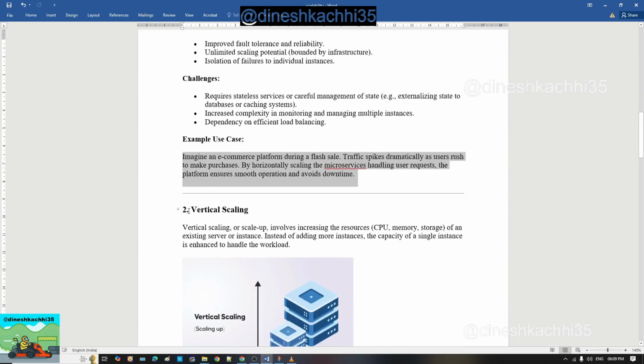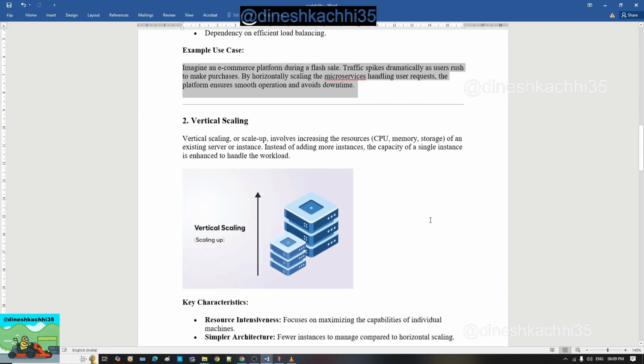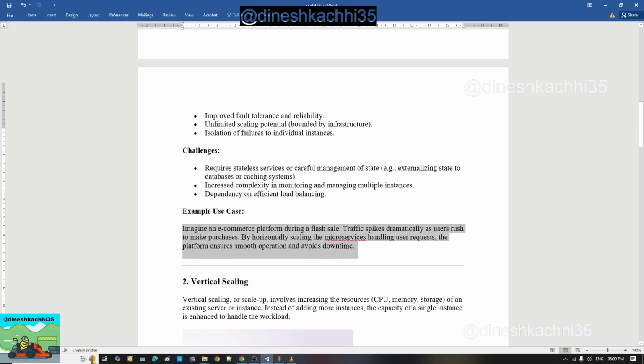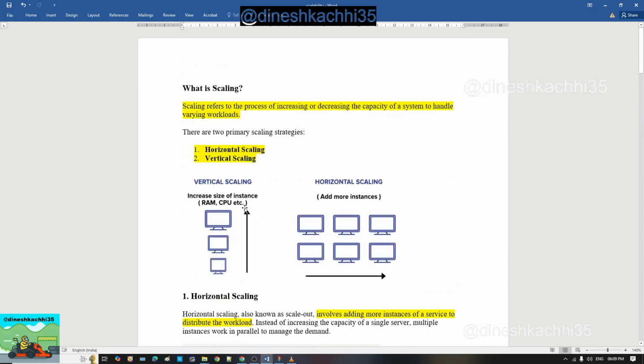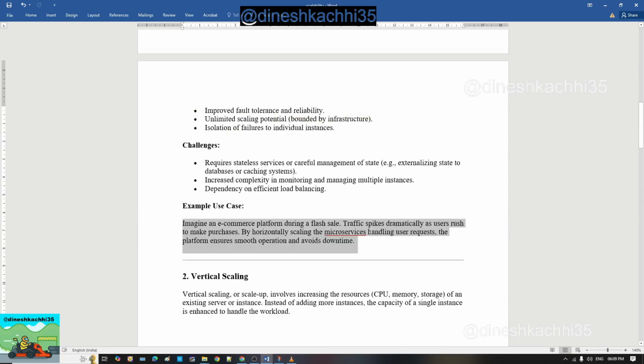Now the next is vertical scaling. So what is vertical scaling? We already saw it in the diagram, right? The first diagram is the vertical scaling, where we have one server. In the same server, we are increasing the RAM and CPU size. So this is vertical scaling.